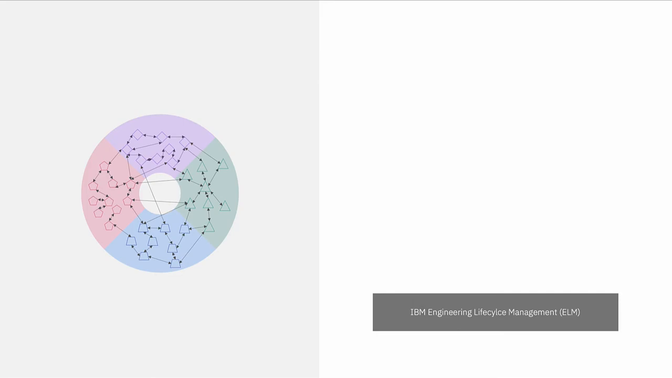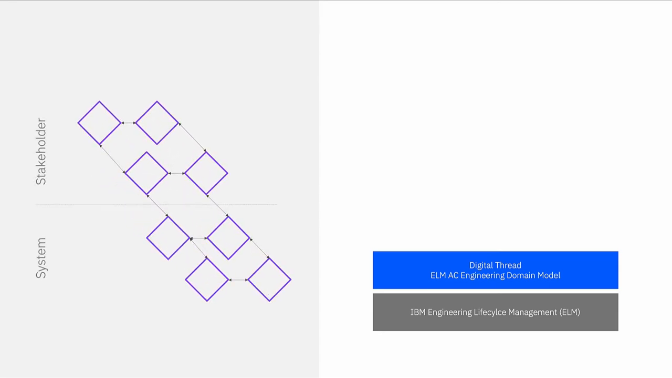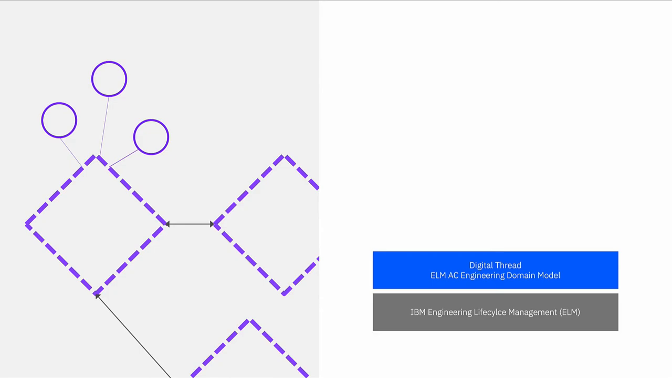The ground-laying part of IBM ELM Automotive Compliance is a digital thread. A digital thread captures data in the most usable format and appropriate structure. Let's take requirements as an example. In automotive engineering, stakeholder and system requirements need to be differentiated. This requires different types, which may contain different attributes and foresee different values.